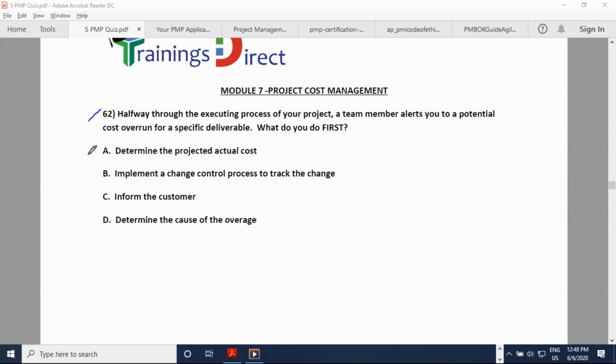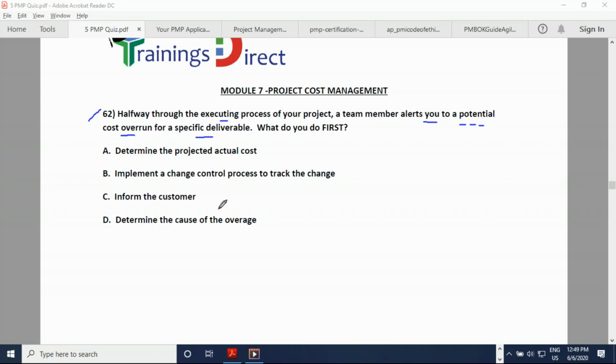The exam questions test the behavior of the PM. A PM must know how to react, how to prioritize, how to take action. Taking action is more important than just doing something else. Halfway through the executing process of your project, a team member alerts you to a potential cost overrun for a specific deliverable. Potential means a probable. What do you do first?